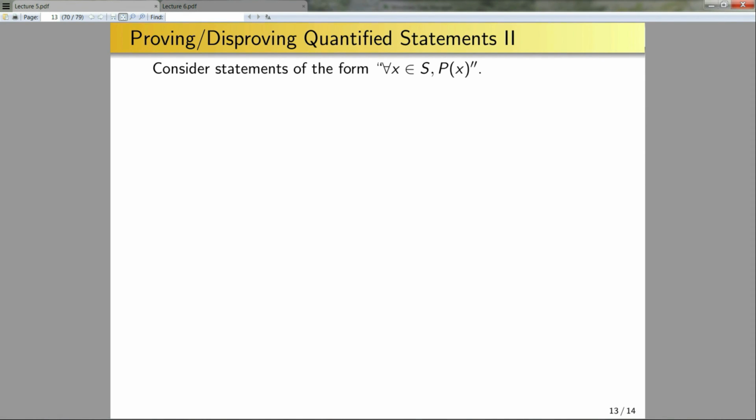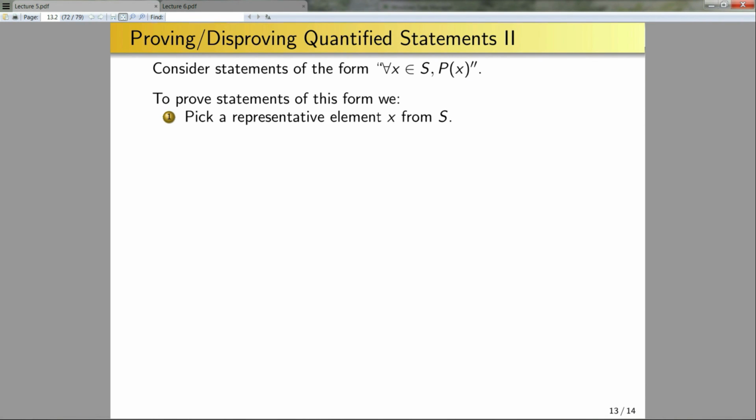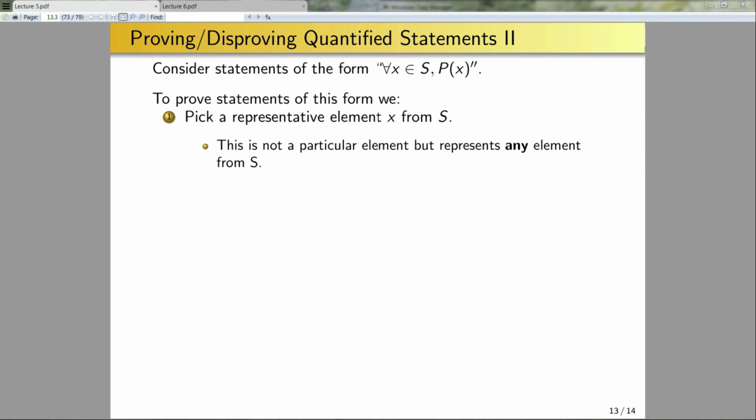Okay, now let's consider statements of the form for all x in S, p of x. To prove statements of this form, we need to first start by picking a representative element x from the set S. This is not any particular element of the set S, but an arbitrary element of the set S. So for instance, if S was the real numbers, you couldn't just pick, say, x equal to 1 and show that it's true for that case. You need to show that it holds for all real numbers.